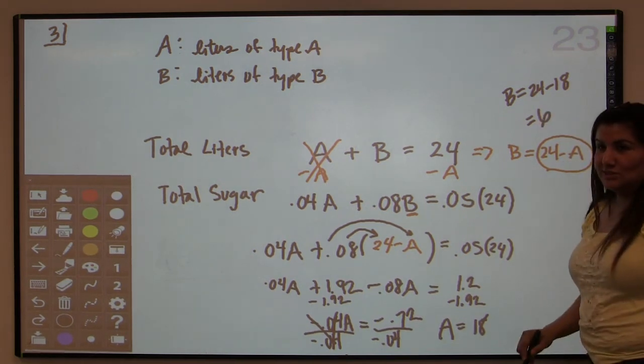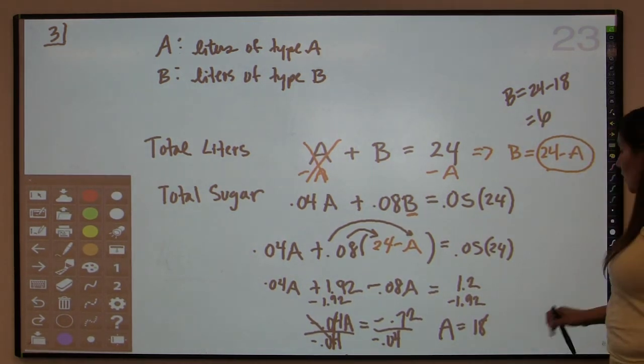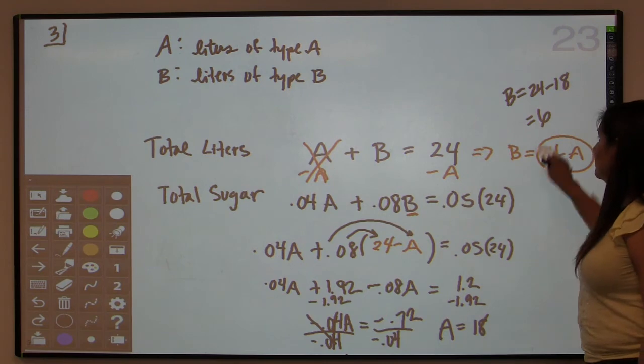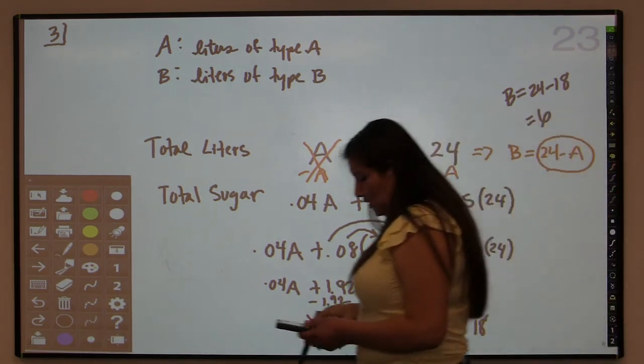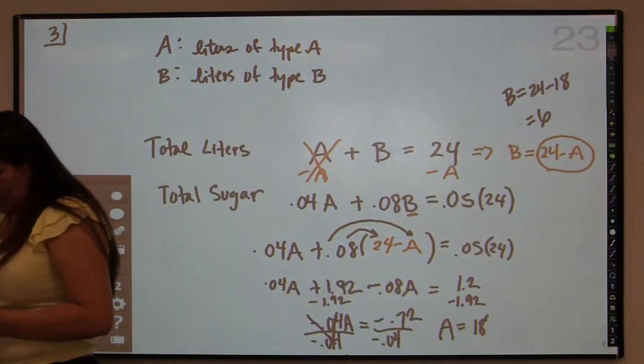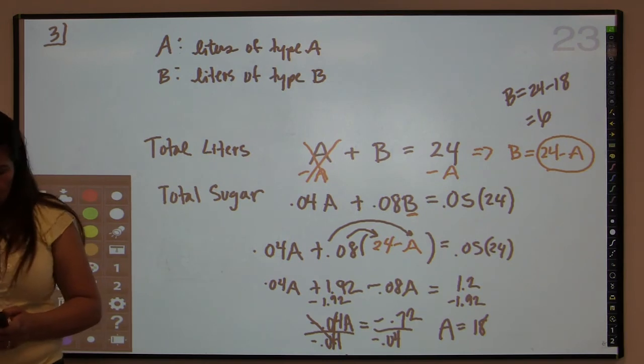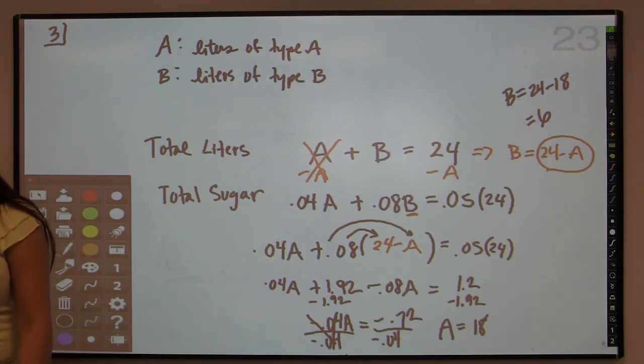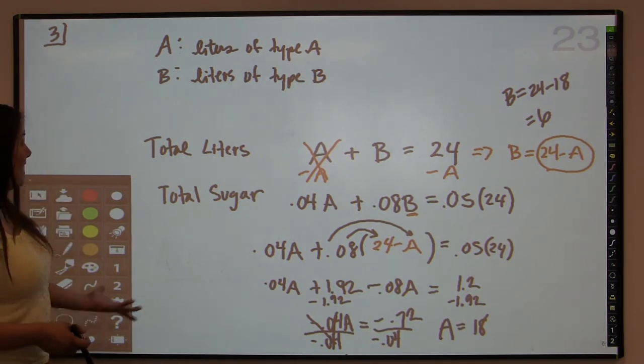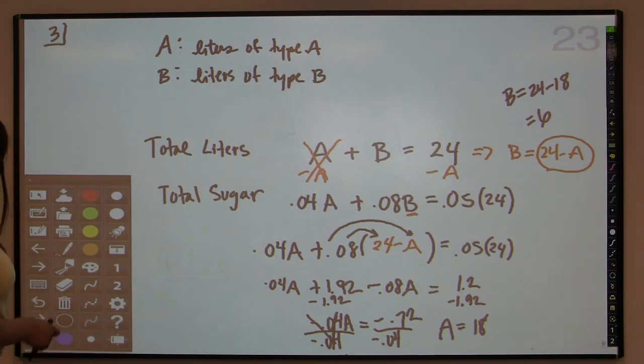I think in most countries. So I need 18 liters of type A, 6 liters of type B, combine those two, and I will have my 24 liters of 5% solution. So that's how you do that type of a mixture problem.